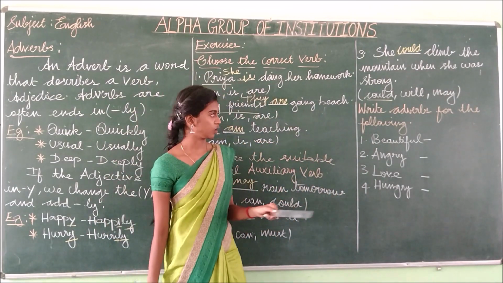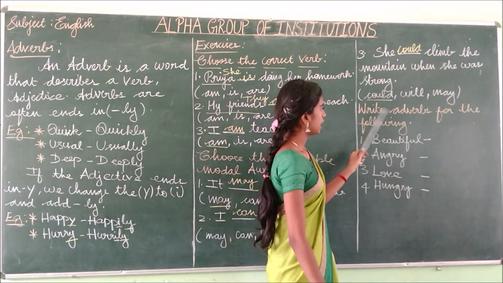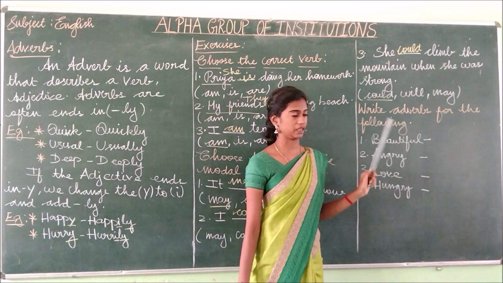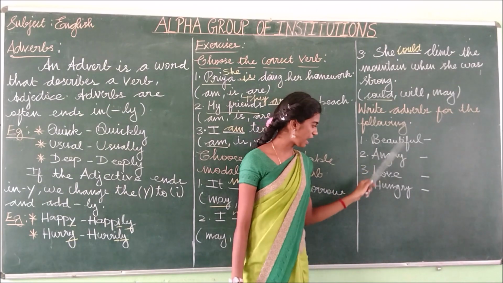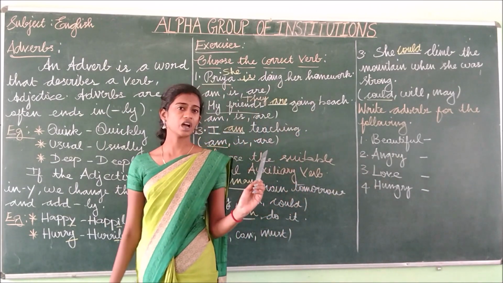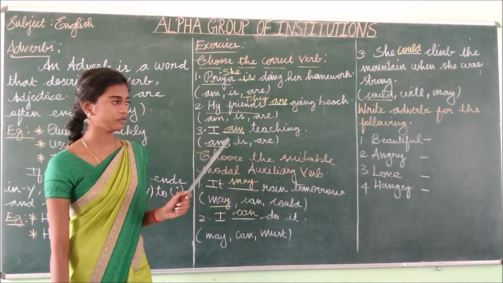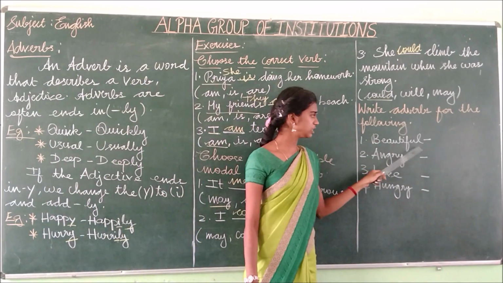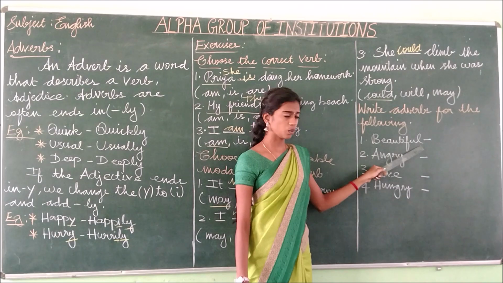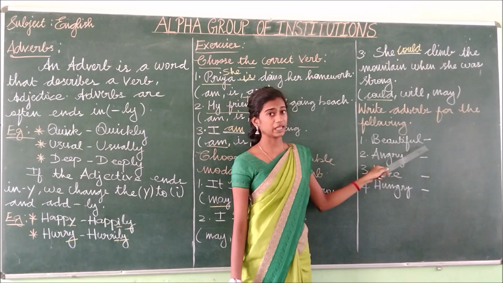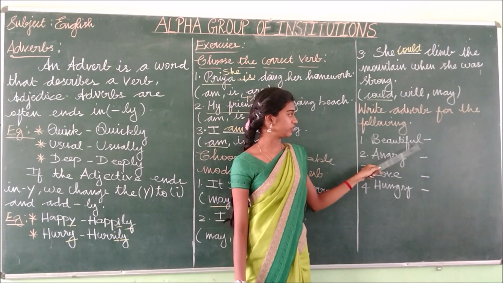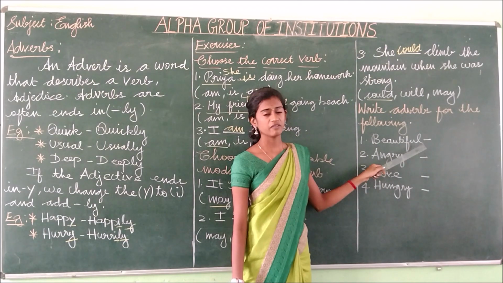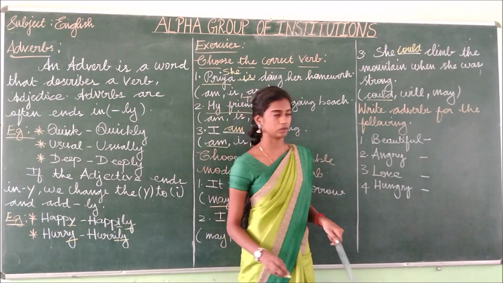Understood this? Okay. And the last one we are going to see is write adverbs for the following. So I have written adjectives here. So we are going to write the adverbs for these 4 words. And the first one is beautiful. So look at this word. Does the word end with the letter Y? No. So if the word doesn't end with the letter Y, we have to add just ly to the word.